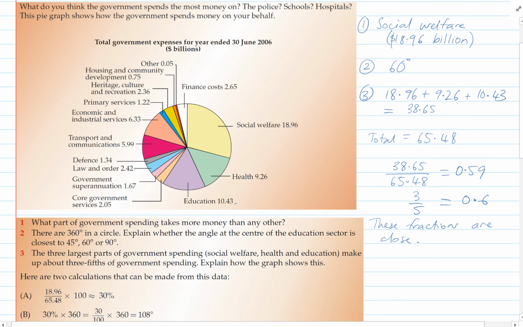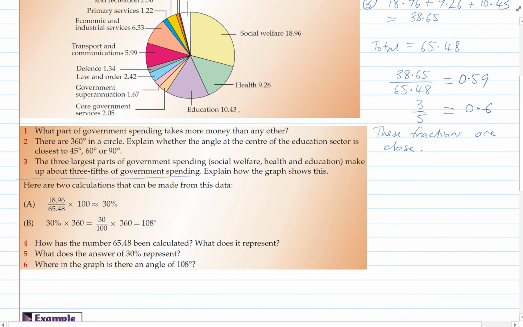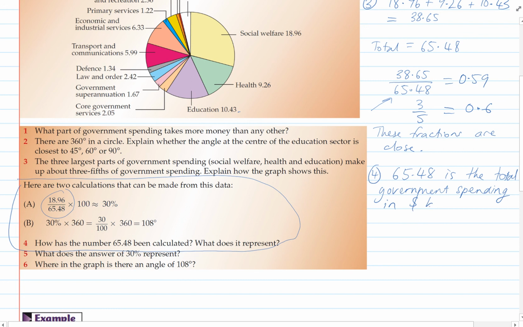Okay, for our next question, we're told there are two calculations, and our first question says, for this here, what does the number 65.48, how has it been calculated? Well, from our previous question, we know that that's the total, so we can write that 65.48 is the total government spending, and that's in billions of dollars.